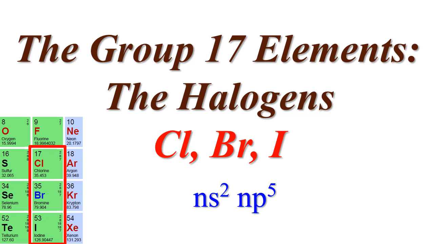We are continuing group 17, the halogens. We're done with fluorine, so now chlorine, bromine, and iodine, all with ns2 np5 electron configuration, 7 valence electrons, 1 electron deficiency towards noble gases.